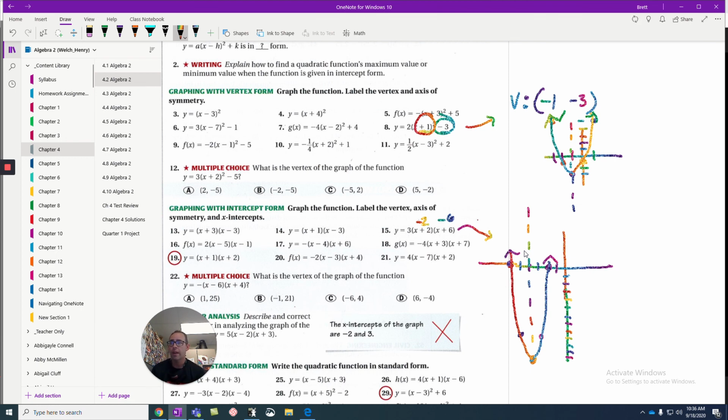But those are our two graphs. I do need to state the vertex. It is down here, but I ought to make sure that everybody knows it's at negative 4, negative 12. Obviously, the other vertex was stated from the original problem.